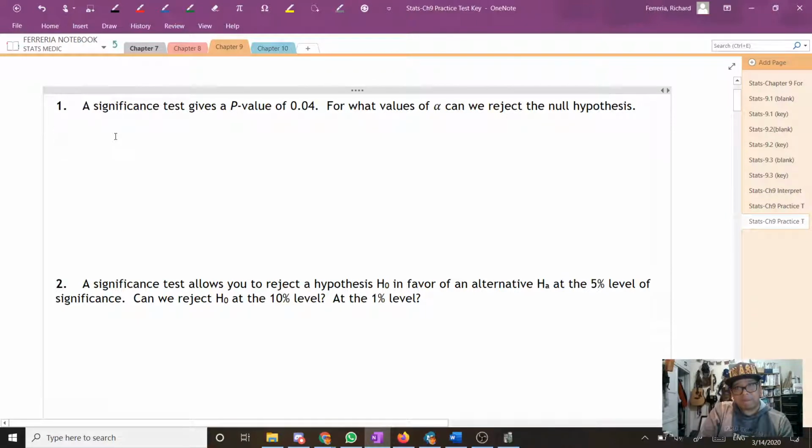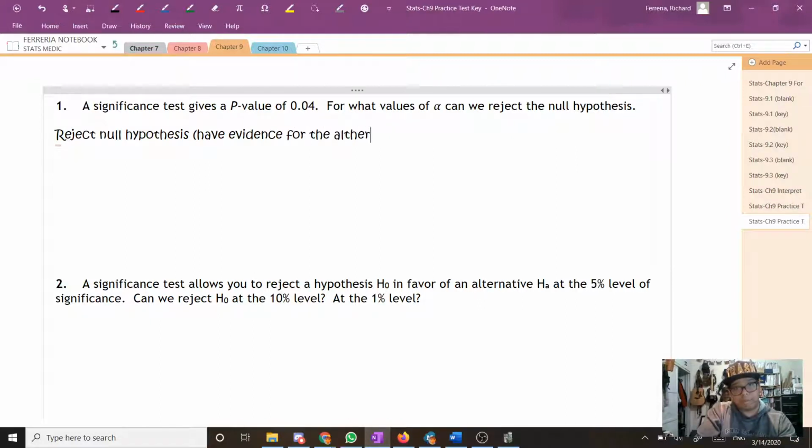Values of alpha that we can use to reject the null hypothesis. Basically, we reject the null hypothesis if, which also means that we have evidence for the alternative hypothesis. Alternative hypothesis, if the p-value is less than alpha.